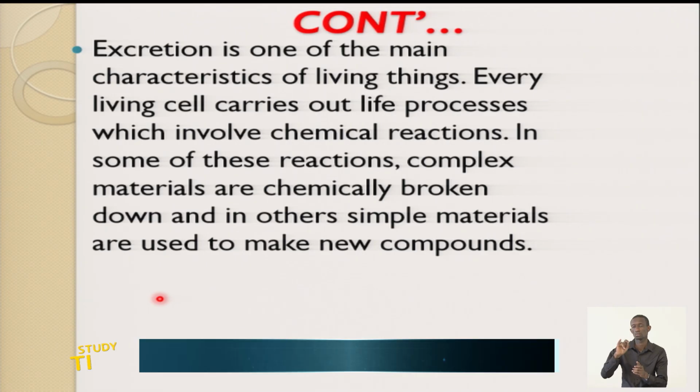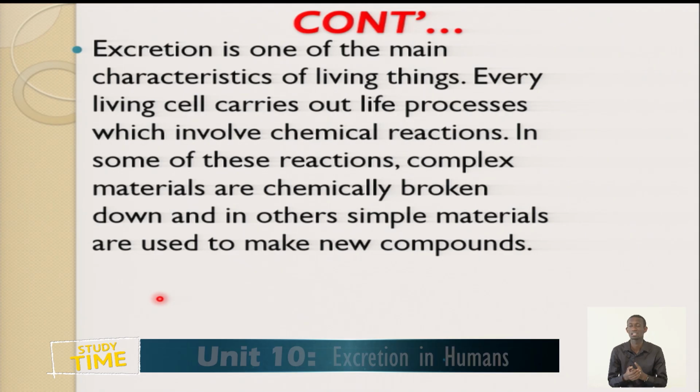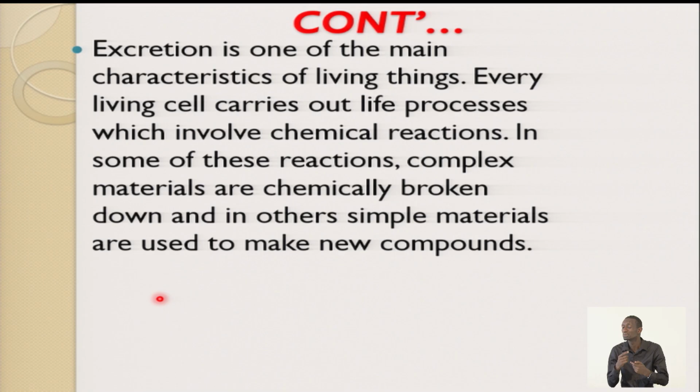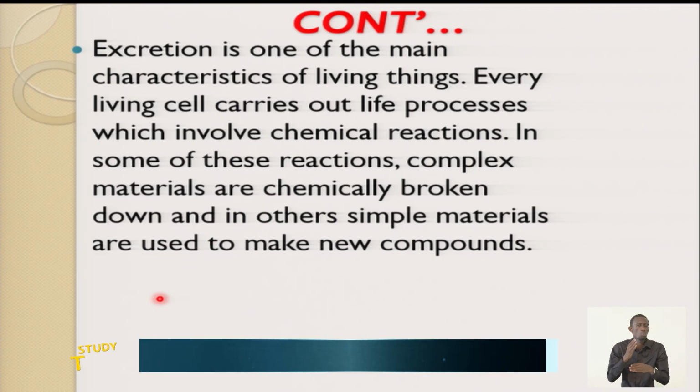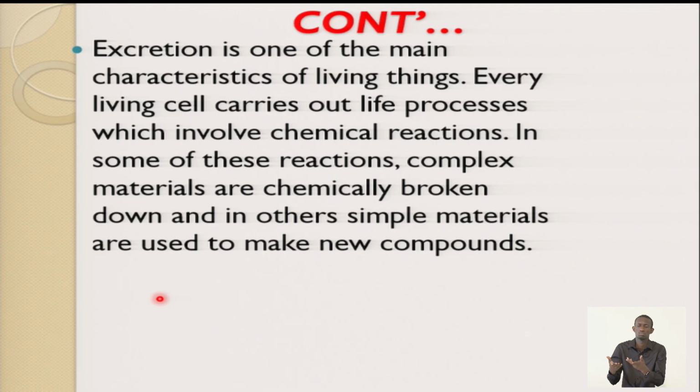Every living cell carries out life processes, which involve chemical reactions. Some of these reactions break down complex materials chemically, and other simple materials are used to make new compounds. They involve building processes and also breaking down processes. So the process involves breaking large complex materials, which are chemically broken down, and also building up simple materials that are used to make up some compounds, okay?